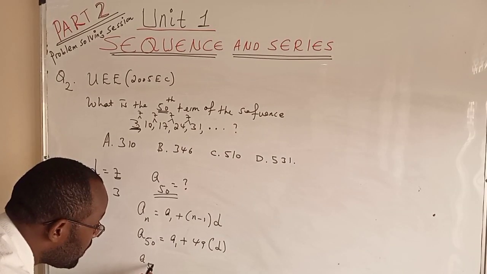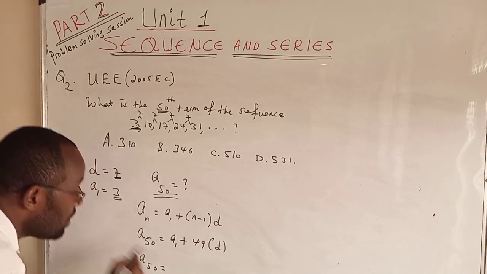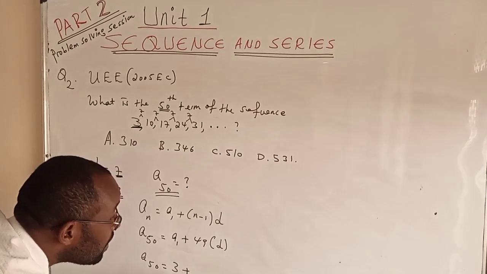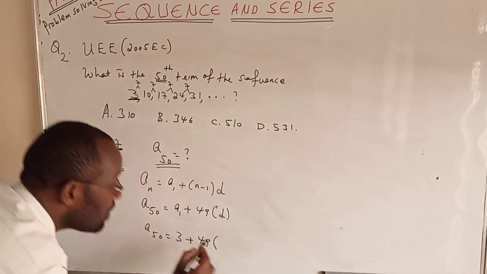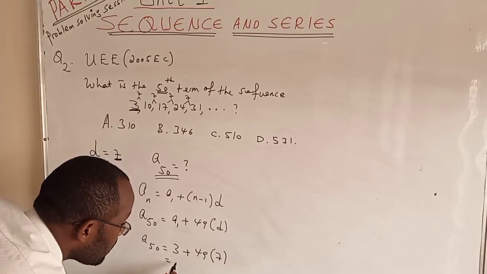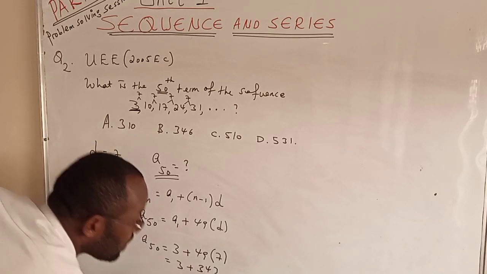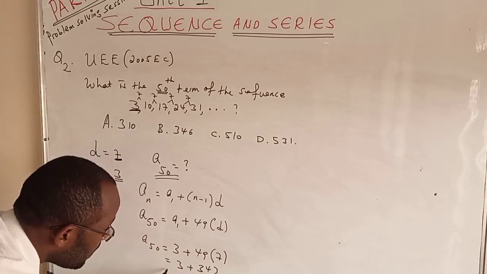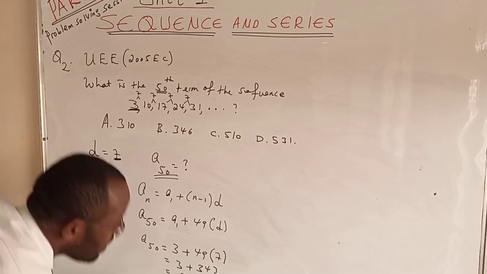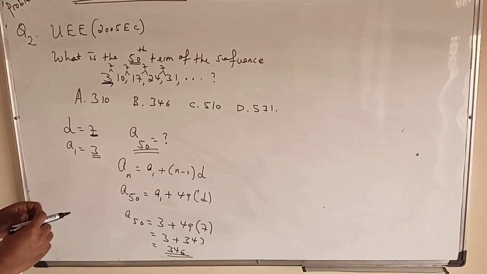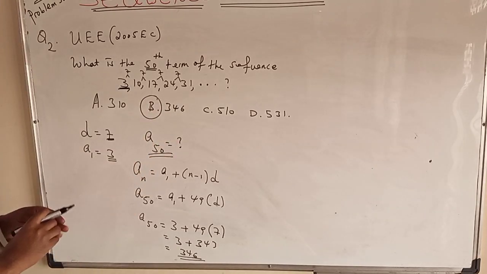All right, now A50 is equal to, the first term is already given, which is 3. Now we have the first term 3, and 49 times the common difference. Our common difference is 7 here. So you get 3 plus 343. That is the product of these two. So finally you will get 346. This is our 50th term. So the correct answer from the choices is B.